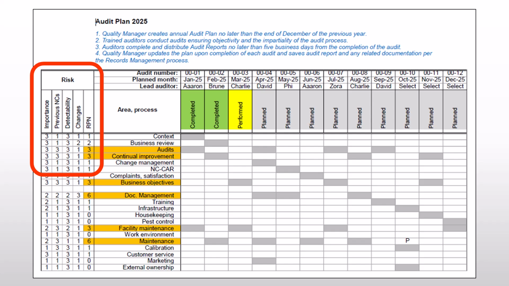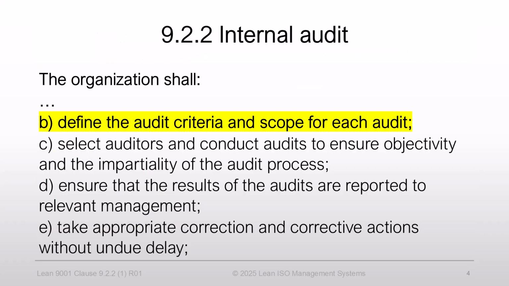This method ensures that high-risk processes receive more attention while routine or low-impact operations are audited less frequently. In upcoming videos, we'll discuss this approach in detail, so stay tuned. The standard also requires organizations to define audit criteria and audit scope. However, companies often confuse these two or fail to define them clearly.